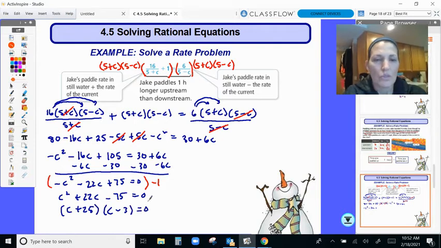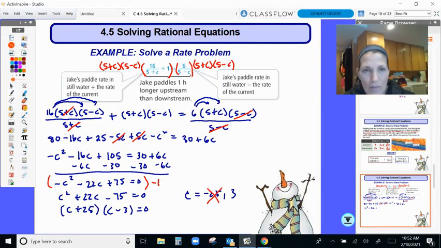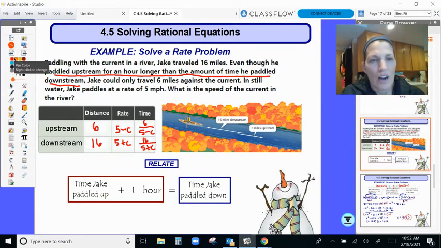So C is going to be equal to negative 25 and 3. But we really can't have a rate of negative 25, right? My current is not going to be negative 25 miles per hour. It's going to be 3. So the rate of my current of my stream is going to be 3 miles per hour. So we go back over here. That is going to be my C. So in still water, there's 5 miles per hour. When it's trying to go upstream, it's going to be 2 miles per hour, and downstream will be 8 miles per hour. Okay, so that's how you do that one.